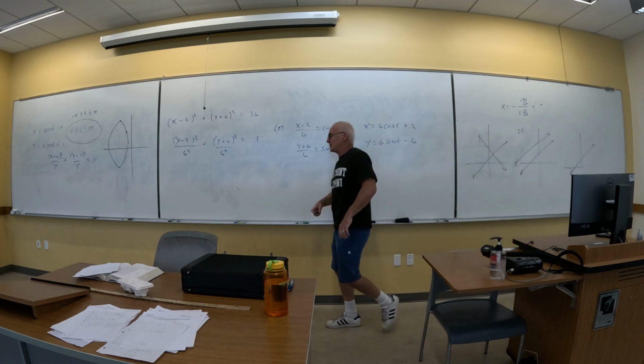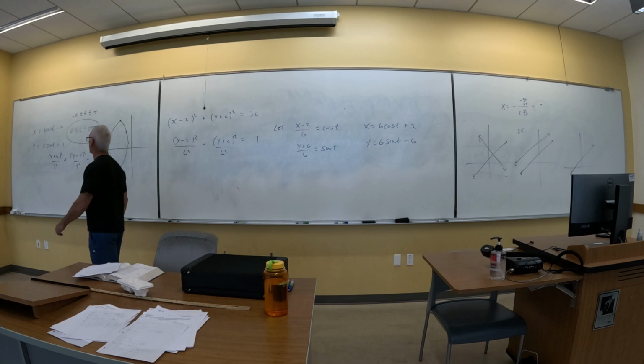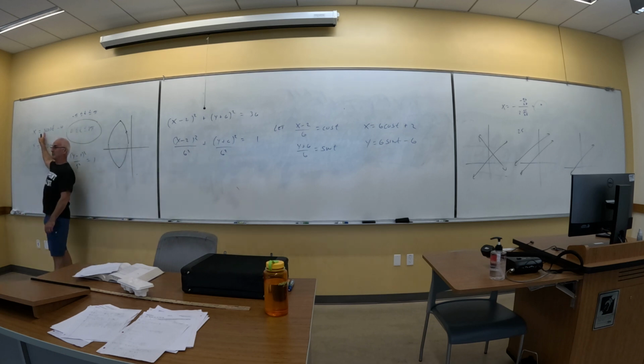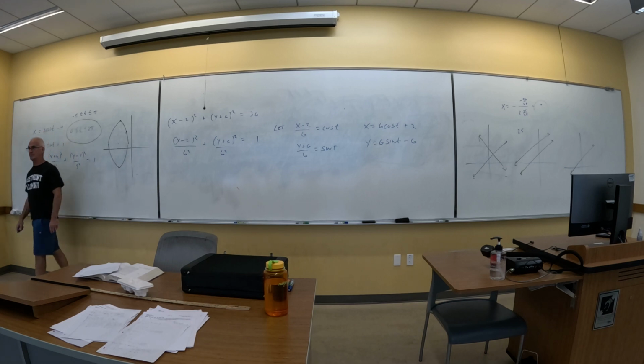The parameterization for a circle and an ellipse look very, very similar. But there is one difference, right? Coefficients. Okay? The coefficients would not be the same. So far, so good? All right.